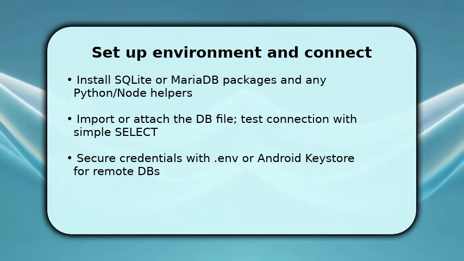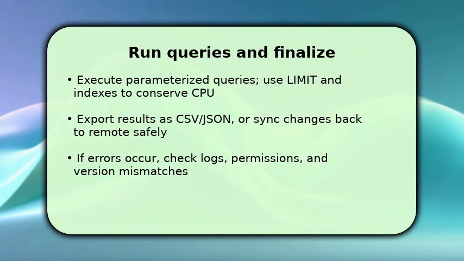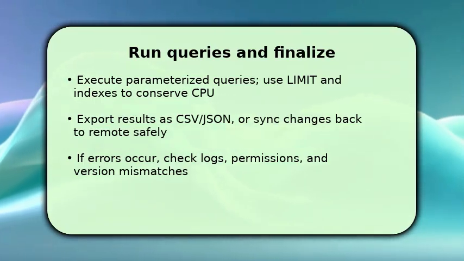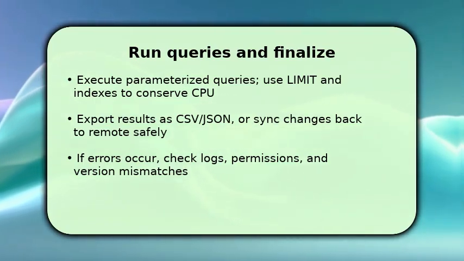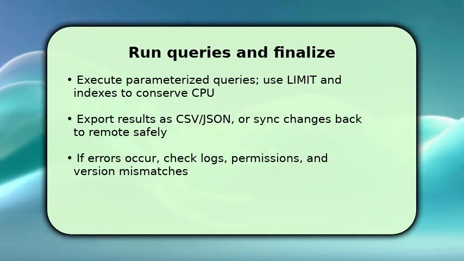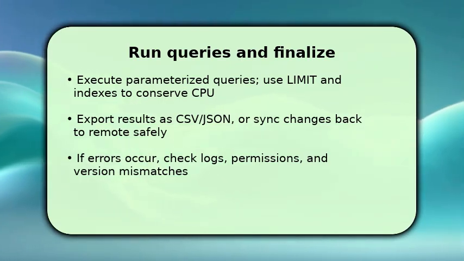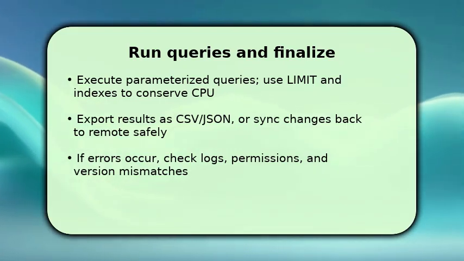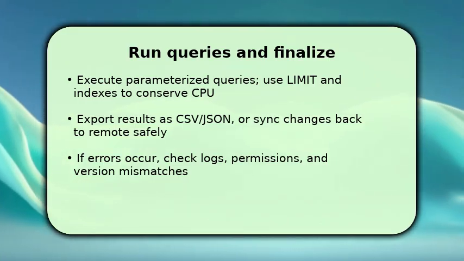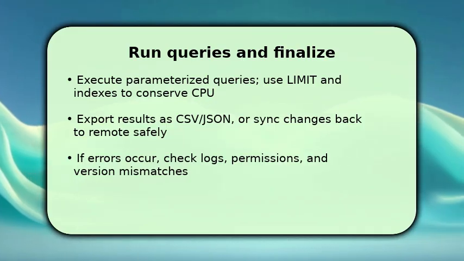Finally, run your queries and finalize the work. Use parameterized statements and limit clauses to protect against heavy load and preserve battery. Once results are correct, export them as CSV or JSON or push changes back to the remote DB via Secure Sync. Make sure to commit transactions explicitly and close connections to avoid corruption. If something goes wrong, check app logs, file permissions, and database version mismatches. One key troubleshooting tip is to rerun the simple select one.